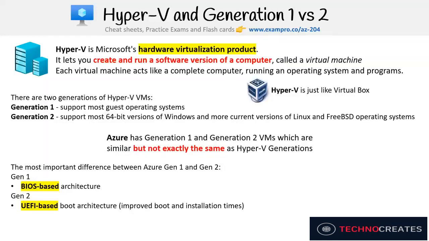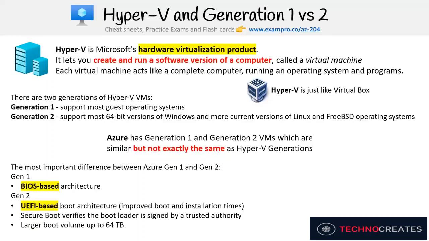UEFI has a lot of great features in it. So, for instance, it has Secure Boot, which verifies the bootloader is signed by a trusty authority, and you can have larger boot volumes up to 64 terabytes. And if you want to know more, you'll just have to look up UEFI because I'm not covering it in this course. I just want you to know that's the key difference there. And Hyper-V VMs are packaged into virtual hard disk format. So that's going to be either VHD or VHDX files, okay?